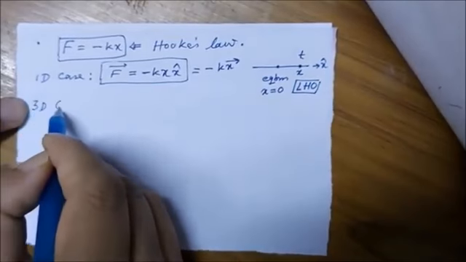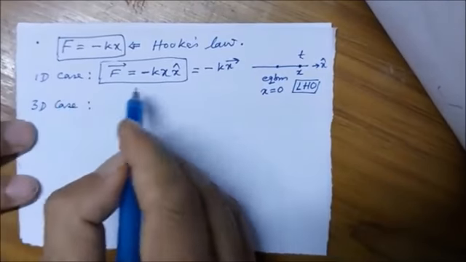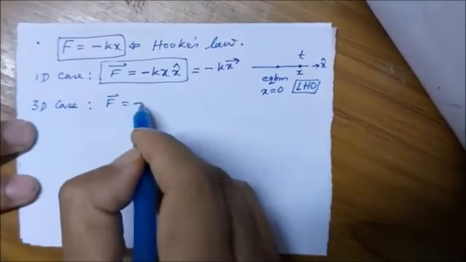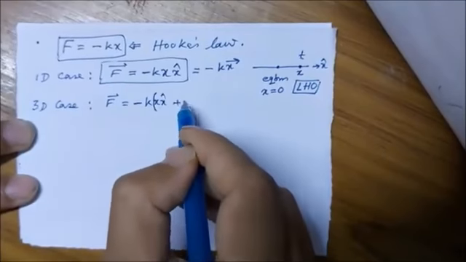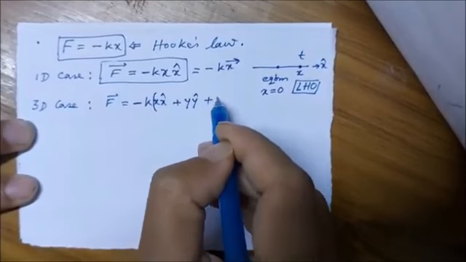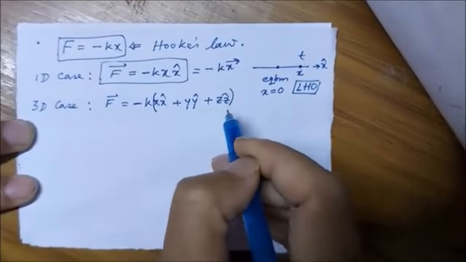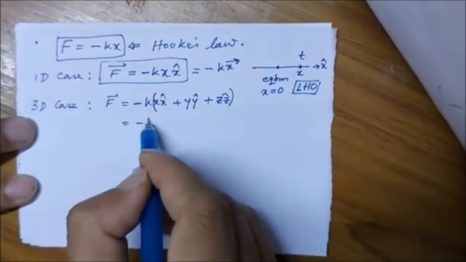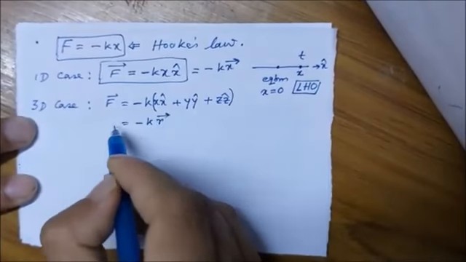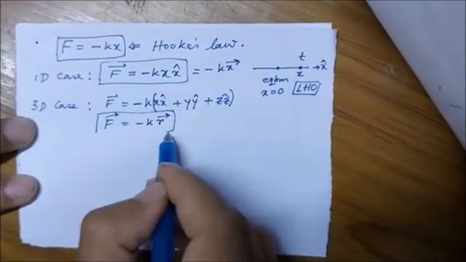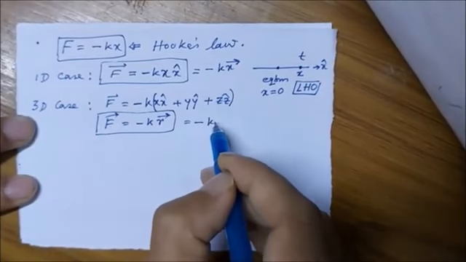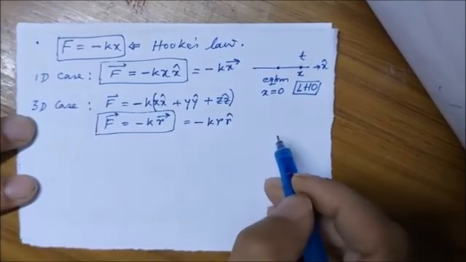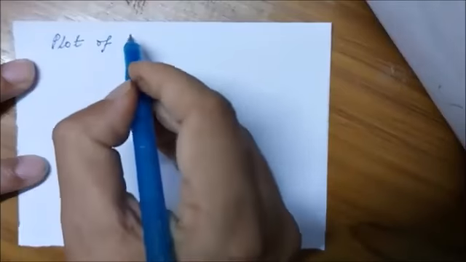For the 3D case, we'll have two more terms like that, and we'll have kx times x hat plus y hat plus z hat, and that gives rise to this expression, which can also be written as r hat.